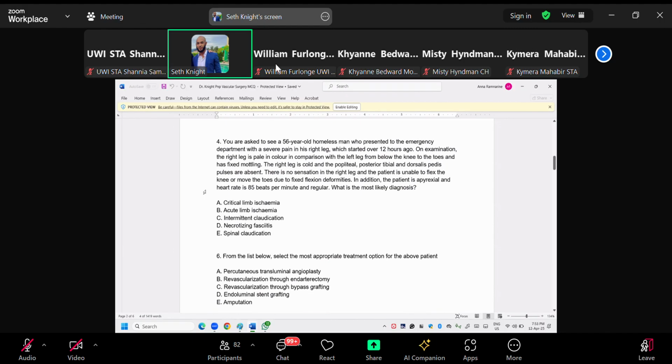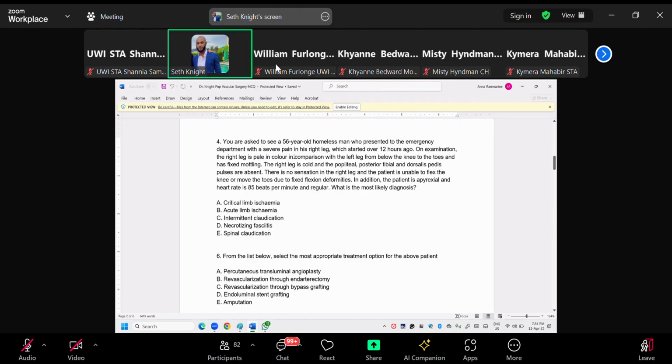And I was pretty proud of you guys. So this is a 56-year-old homeless man who presented to the ED with severe pain in his right leg, which started over 12 hours ago. On exam, his leg is pale in color in comparison with the left. So notice it is pale in color. It is not purple in color, as you would see. Now, although you can have purplish mottling in acute limb ischemia, if it's purple you want to be wary and make sure it's not acute DVT and phlegmasia cerulea dolens, right? Well, let's watch the entire question.